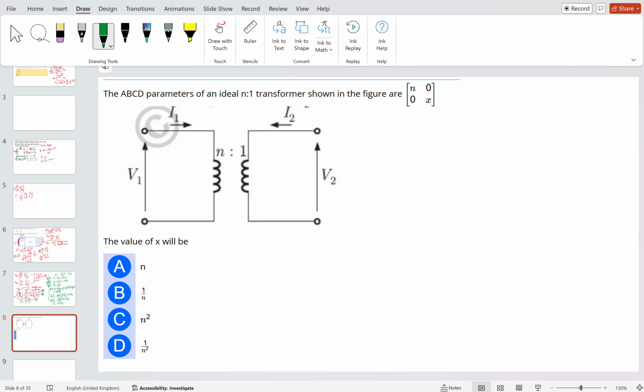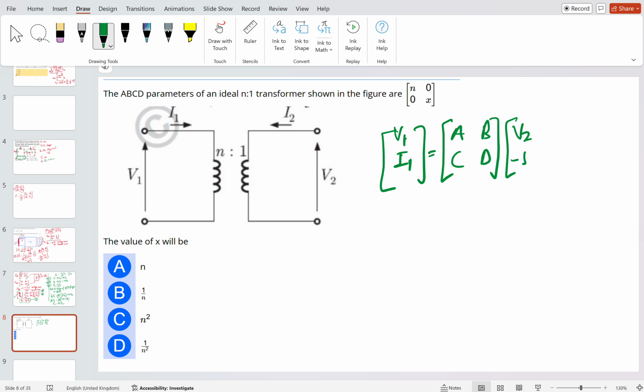ABCD, simply you can write it like this: V1, I1 is equal to ABCD, and here it will be V2, minus I2.